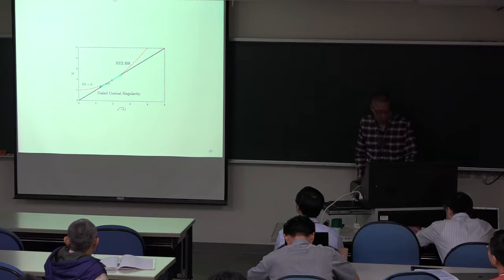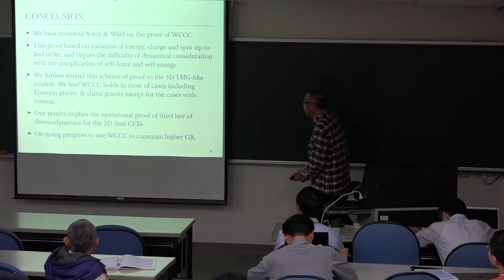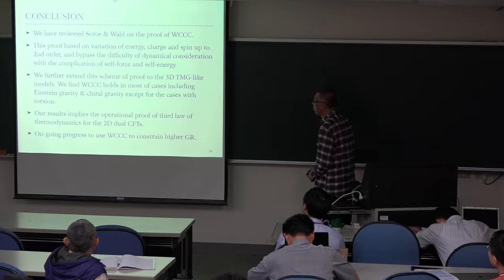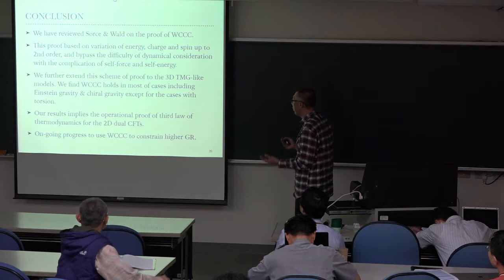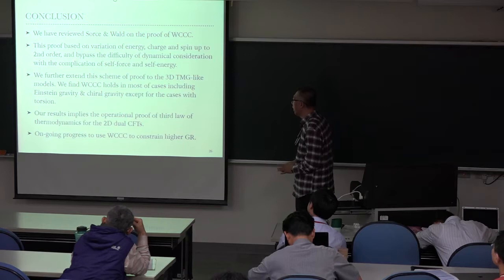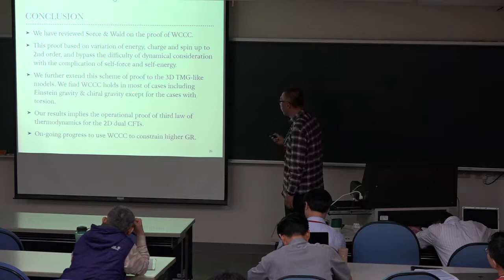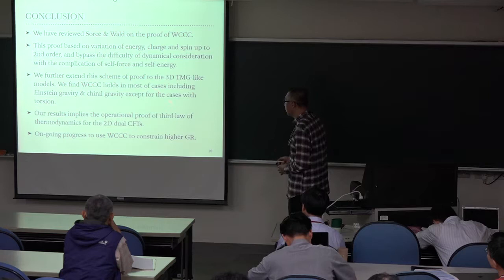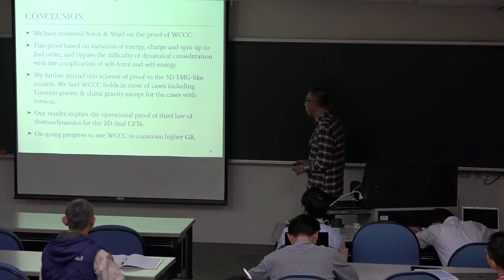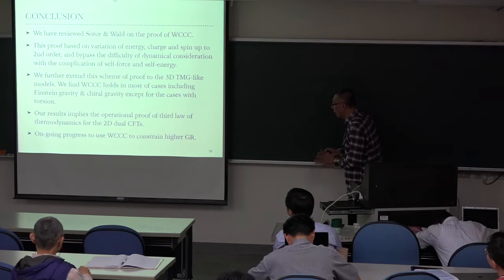Now I conclude my talk. Basically, we reviewed the source and the proof of the weak cosmic censorship. As I said, this proof is based on the energy budget. As long as you can consider the energy conservation completely, then you can have a definite answer to your question. Then we extend to the three-dimensional TMG, and we find that the weak cosmic censorship there is true for Einstein gravity. Our result implies that the third law of thermodynamics is true. And we have ongoing progress to see how this weak cosmic censorship can constrain gravity. Thanks.